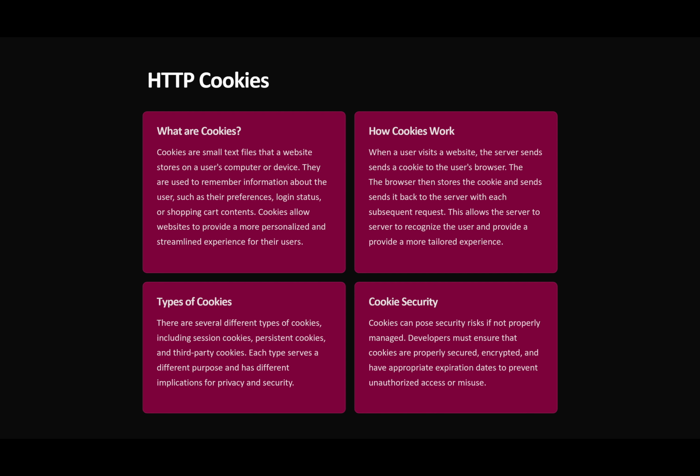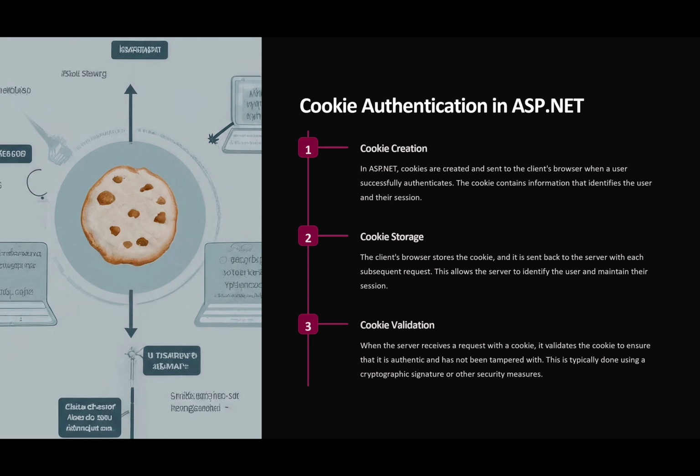There are different types of cookies, including session cookies, persistent cookies, and third party cookies, each serving different purposes and having implications for privacy and security. So, we're going to delve into cookie authentication in ASP.NET. In ASP.NET, cookies are created and sent to the client's browser upon successful authentication. These cookies contain information that identifies the user and their session. The client browser stores the cookie and it's sent back to the server with each subsequent request, allowing the server to validate the user and maintain the session.